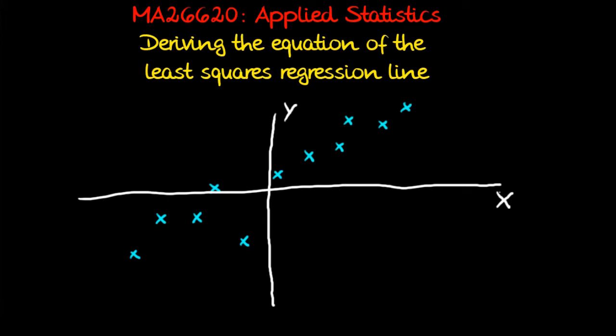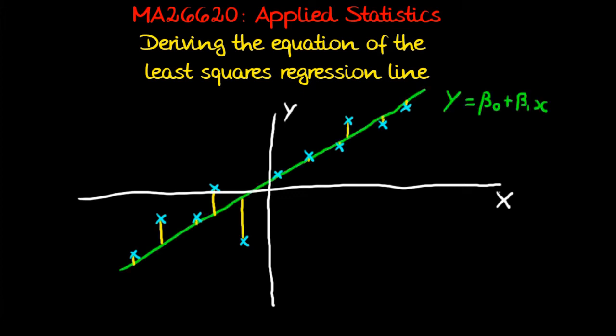So the question then becomes, if we want to fit a line to these points, what's the best way of doing this? And the most common thing to do is to say, right, we want to place a straight line, so that will have the equation y is equal to the intercept beta naught plus the slope beta 1 times x. That's the equation of a straight line.